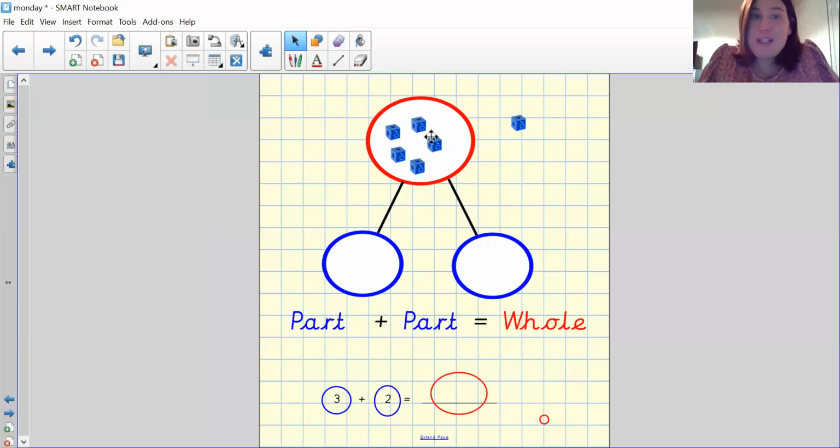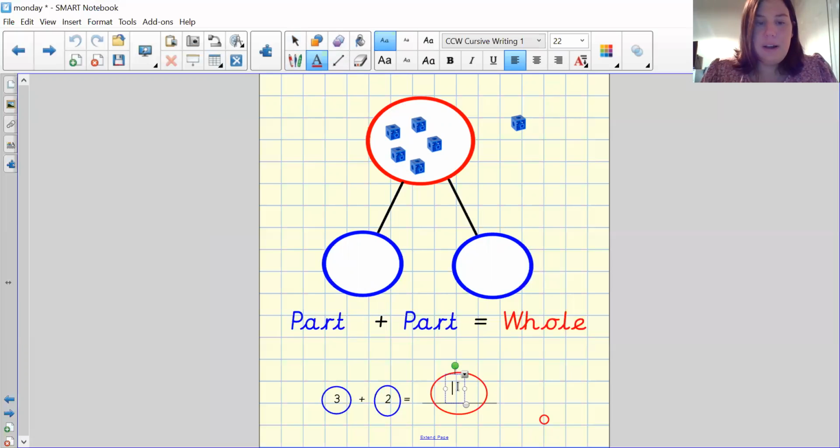Now, how many do we have all together? Let's count them. 1, 2, 3, 4, 5. So my answer is 5. So 2 and 3, or 3 add 2, depending which way around you want to say it, equals 5. Fantastic.